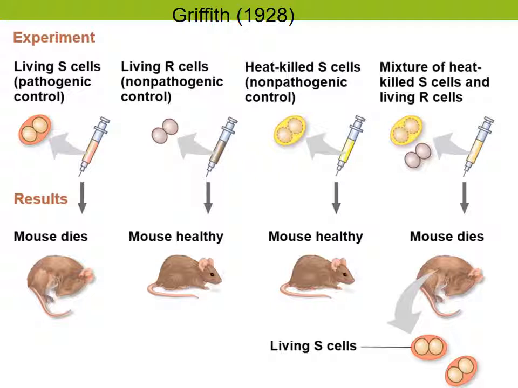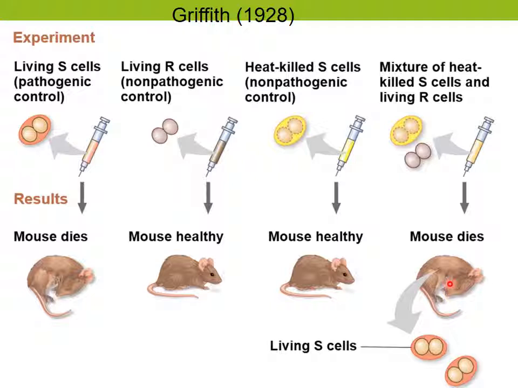Okay, so again, this is just a picture of it. S normally kills the mice. So living S, put it in, kills the mouse. R normally does not kill the mice. Mouse is healthy. If you heat kill the S, then the mice live, so you don't kill the mice. However, if you heat kill the S but add some of the R, something causes the mice to now die.